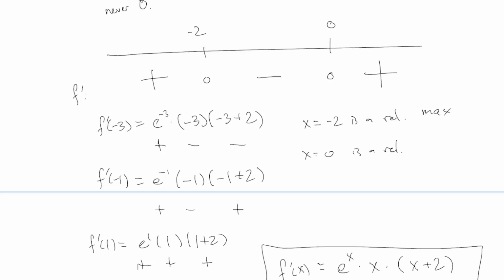That's because the signs go positive and negative. That means the function goes up and then back down. So that's the top of the hill. And the 0, it's going down and then back up, so that's the bottom of the hill. So this is a relative minimum. That's my final answer.